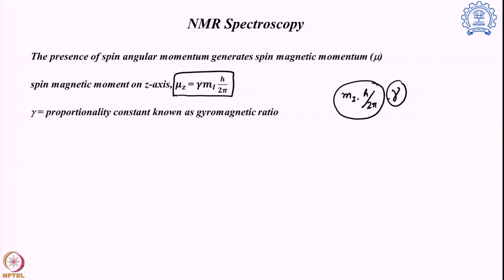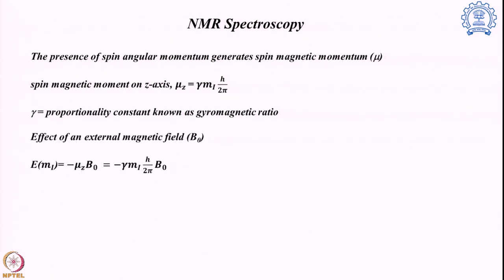That's why this proportionality constant gamma is also known as the gyromagnetic ratio. It defines how much of the angular momentum is converted into the magnetic moment. For each particular nucleus, this value will be constant. Each of the nuclei has its own distinct gyromagnetic ratio.